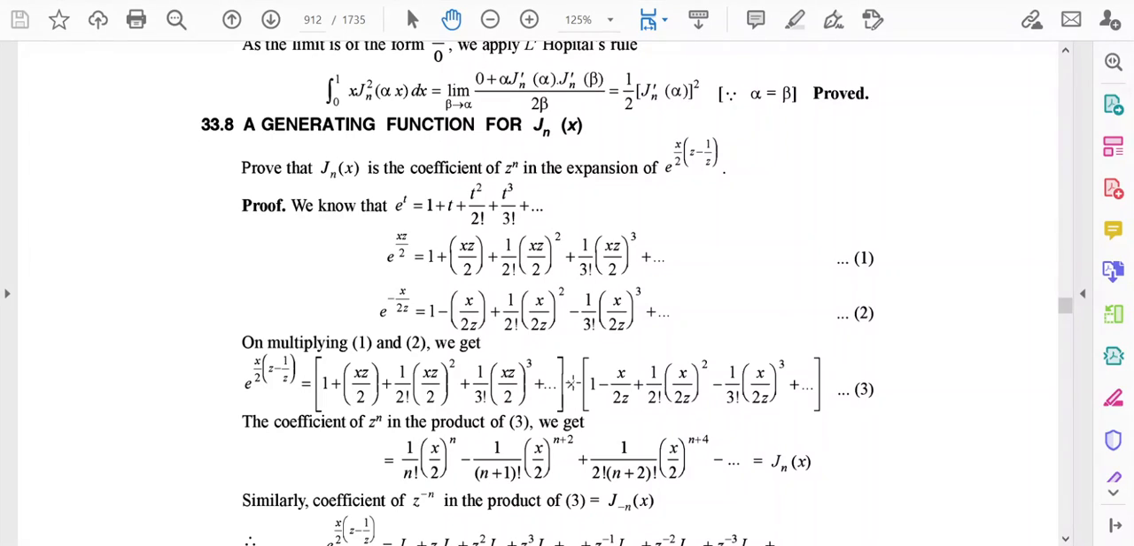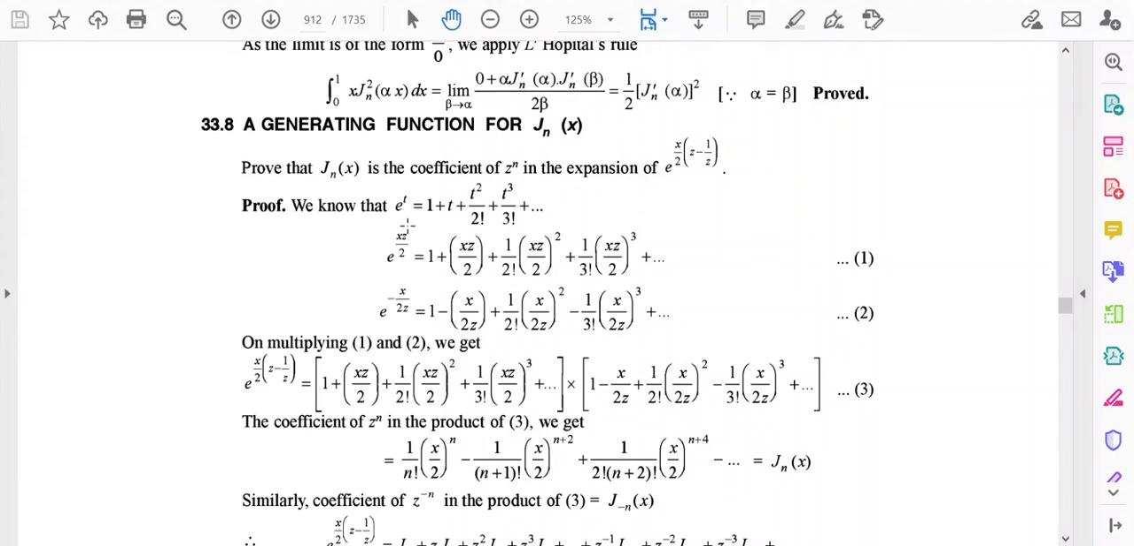In this lecture, we will discuss the generating function for Gnx. At first, we will show that Gnx is the coefficient of z to the power n in the expansion of e to the power x by 2 into z minus 1 by z.